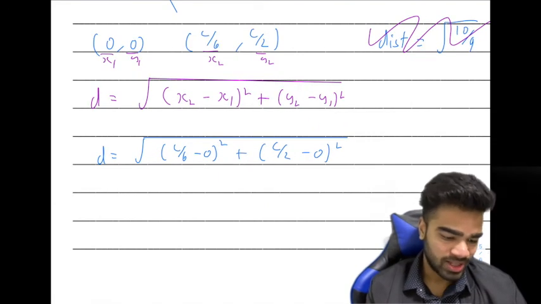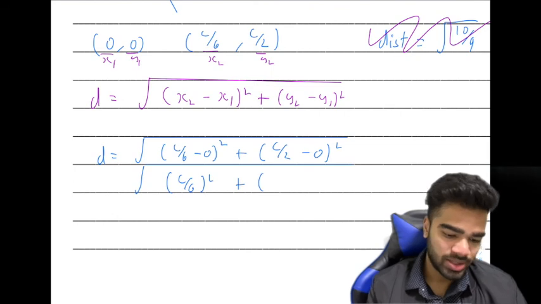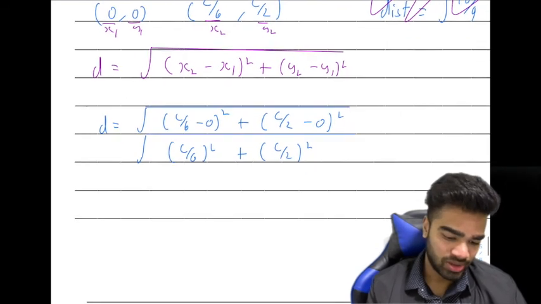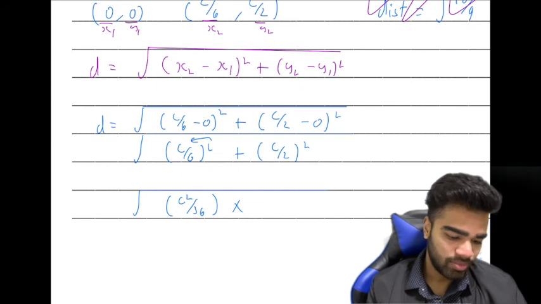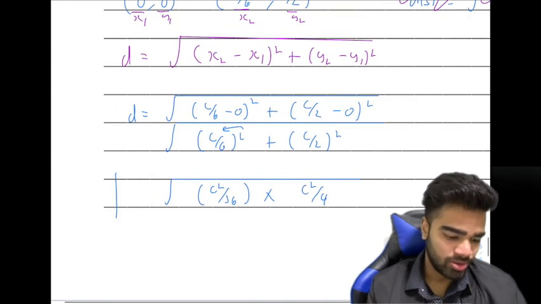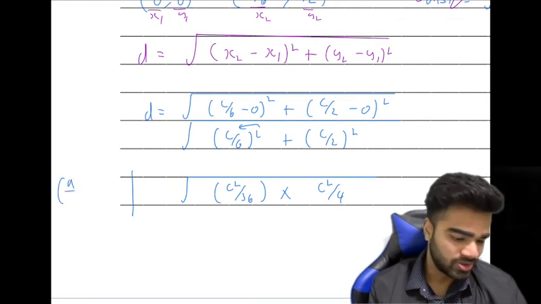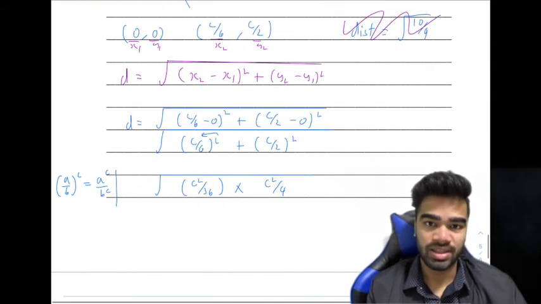Alright, so let's try simplifying this first. c on 6 minus 0 is just c on 6, squared, and c on 2 minus 0 is just c on 2, squared. So if you simplify all of that and expand the squares, the distance is going to be the square root of c squared over 36 plus c squared over 4. Remember the exponent rule, if you guys forgot, I'll write it here. If you have (a on b) to the power of c, that's the same as a to the power of c over b to the power of c. That's how we did the exponents.